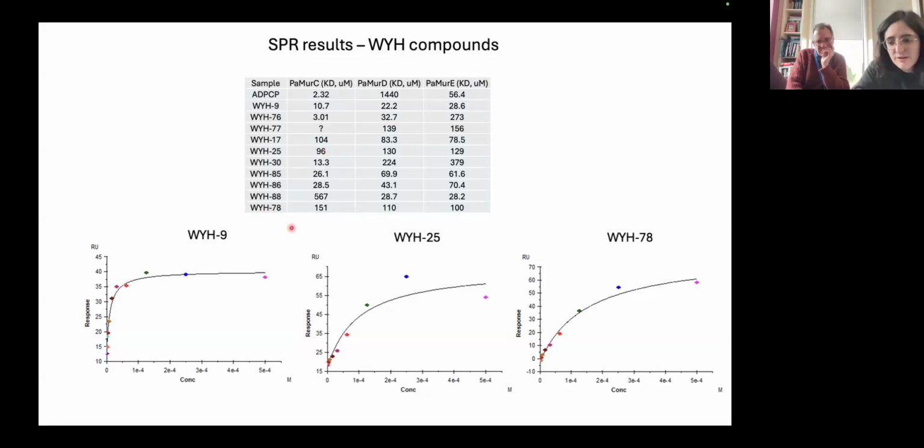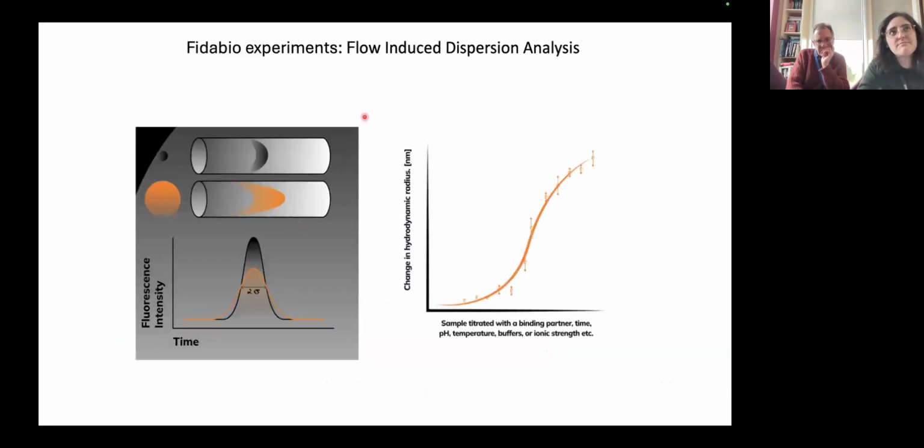Now, there was a demonstration for this new technique. I don't know if you heard about it. The FIDA-Bio is a flow-induced dispersion analysis, and it looks at the dispersion basically on a capillary. So if you've got a larger particle, then the dispersion is a little bit broader. It can also measure the fluorescence intensity as well. So you can look at the binding of the compounds by the fluorescence intensity of either a label that you used or your tryptophan fluorescence.